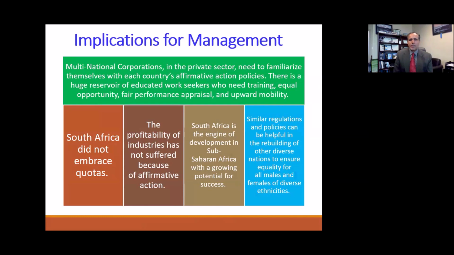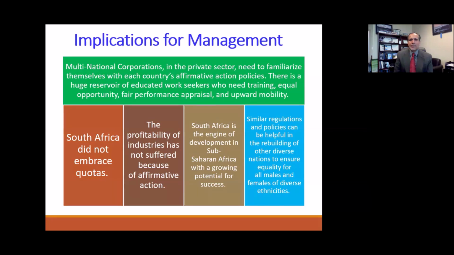There are some implications for management in today's work environment. So multinational corporations in the private sector need to familiarize themselves with each country's affirmative action policies. There is a huge reservoir of educated work seekers who need training, equal opportunity, fair performance appraisals, and upward mobility. So minorities should not be ignored because they can make your workplace competitive if they're given the opportunity to perform up to and beyond their abilities and capabilities.